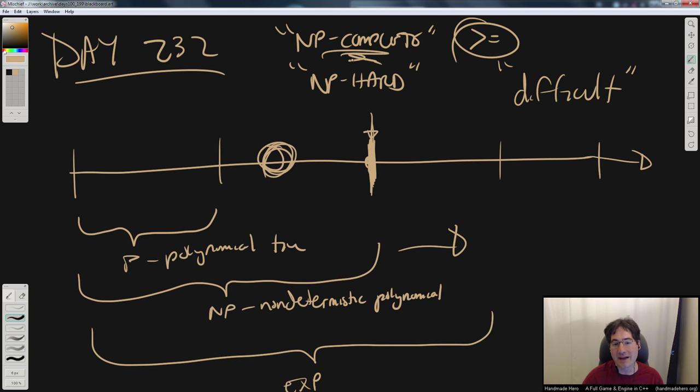But I really liked that part, because I think I get it now, to the extent that a non-theoretician is going to get it. I think I get what you mean when you say NP complete. You're saying that it's right here. It's as hard as any other problem in NP, and it is in NP, so it's not out here, right? And that was kind of solidifying.